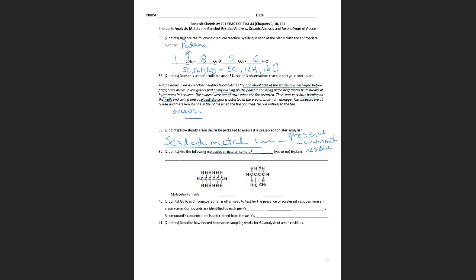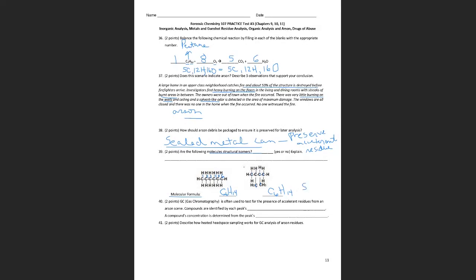Okay, to figure out whether molecules are structural isomers, I need to write out the molecular formula. I need to count the carbons and hydrogens. 1, 2, 3, 4, 5, 6. And then I count up all my hydrogens and I find out that there are 14 of them. Now I do the same thing for the next molecule. 1, 2, 3, 4, 5, 6. So there's also 6 carbons. Let's count up the hydrogens. 3, 6, 7, 8, 9, 10, 11, 12, 13, 14.